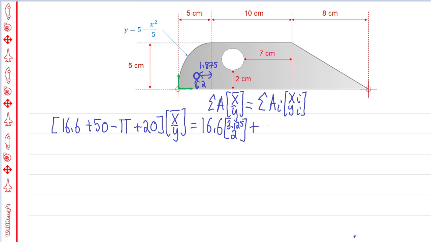Plus 50, that's the area of the rectangle, multiplied by the center of gravity of the rectangle from the axis. The center of the rectangle is here. It's in the middle of the 10. So that distance there is going to be 5. 5 plus 5 equals 10. This whole distance here is 10 to the axis. Always go back to the axis. 10. Now, the y is going to be half of 5, just like we found previously. That's 5. That's going to be 2.5.